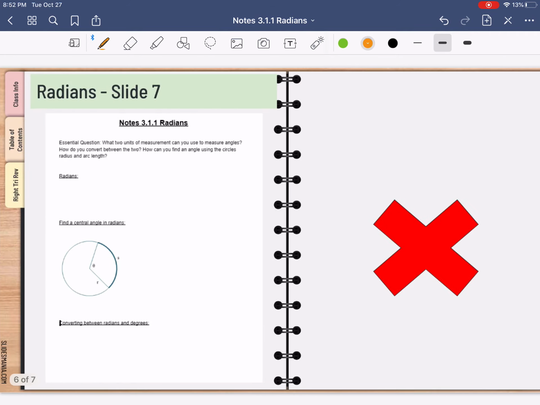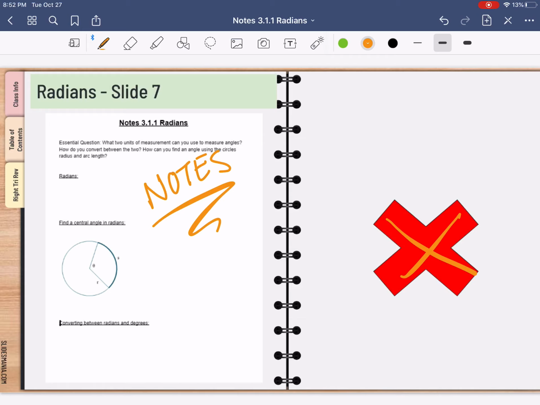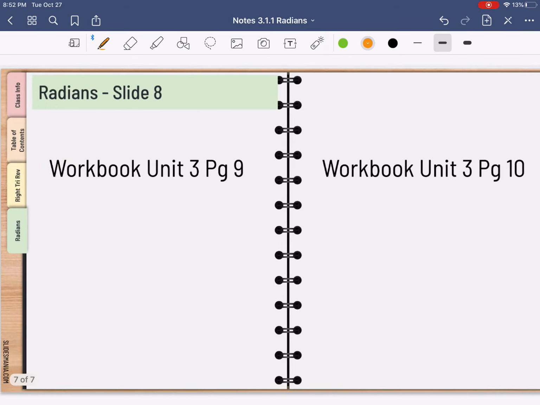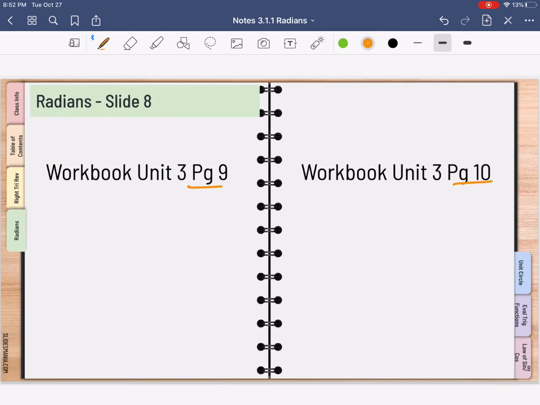All right, so let's talk about where this goes in your notebook. You want to put the notes that we took on slide 7. There's nothing that goes on the right-hand side. We didn't write that much down. And then on slide number 8, instead of showing pictures, I just wrote exactly what page numbers go on there. So hopefully that's easier for you guys to put these into your digital notebook. So that goes on slide number 8, tells you exactly what pages to go.